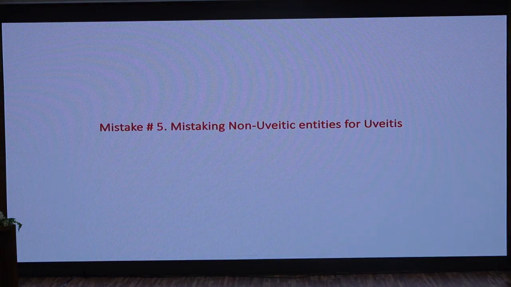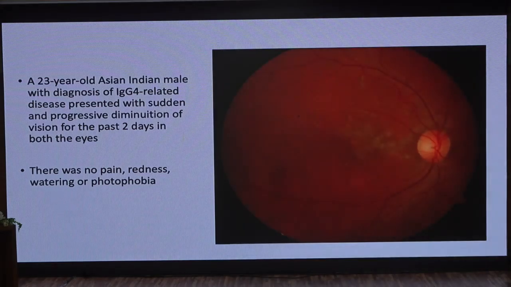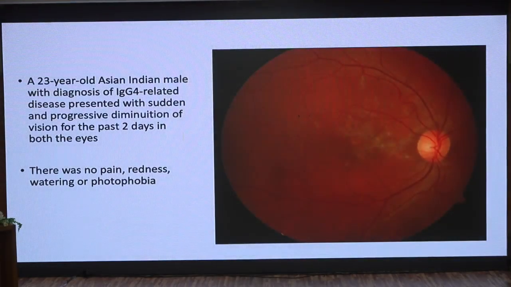I will take this last one, the fifth: many a time you order the imaging, but you don't look at the imaging and you make mistakes. I will show you an example of this young adult, a 23-year-old male. He's admitted in our pediatric ward for his IgG4 related disease. And he says since the last 2 days there is a sudden loss of vision.